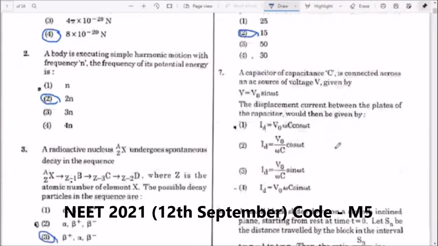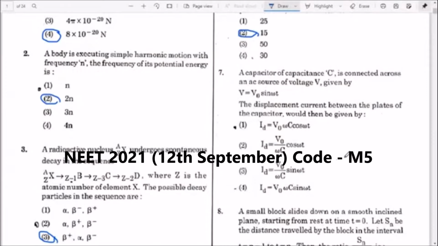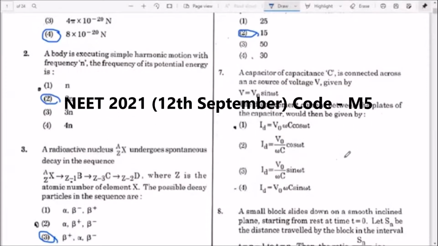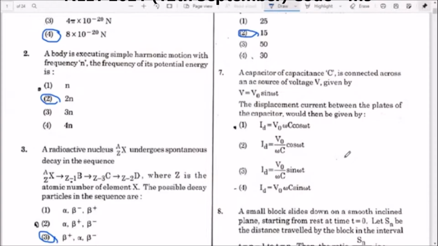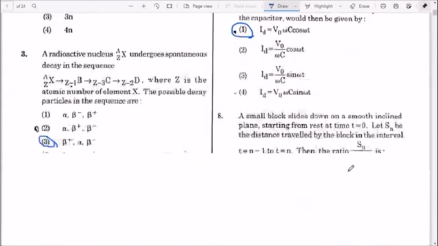Next, question number 7. A capacitor of capacitance C is connected across an AC source of voltage V given by V equal to V0 sin omega t. The displacement current between the plates of the capacitor would then be given by option number 1 is the correct option, students.